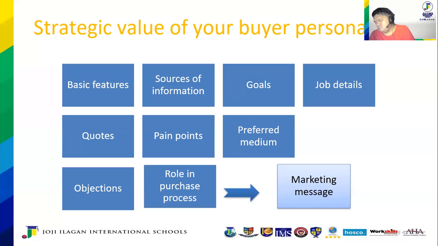Sometimes it's like the contraindications of a medicine or the side effects of a medicine. It could affect you in a certain way when you acquire this customer. These are those objections, like contraindications for medicine. Next one is the role in the purchase process. Now, what is the role of your customer in buying, or in acquiring this person?